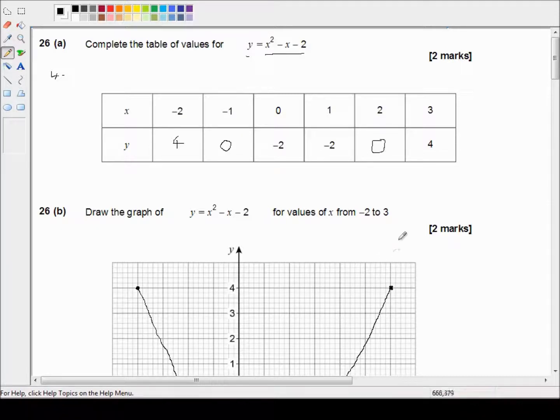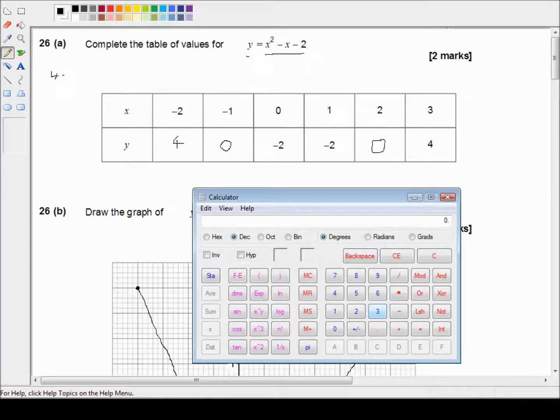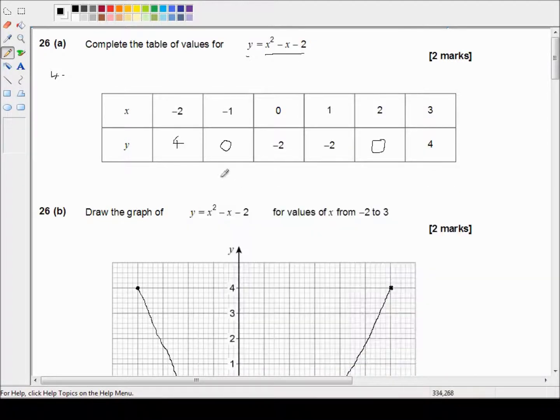But again, I probably should use a calculator just to show you. Okay, so I have my calculator, so I'm just going to go 2 squared minus 2 minus 2. And that's equal to 0. Okay, and that's all there is to it for part A.